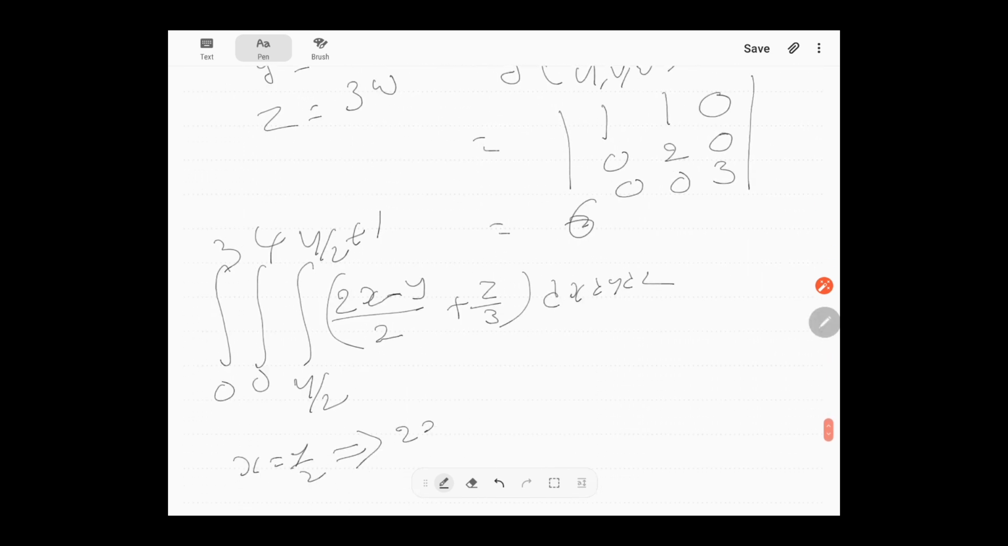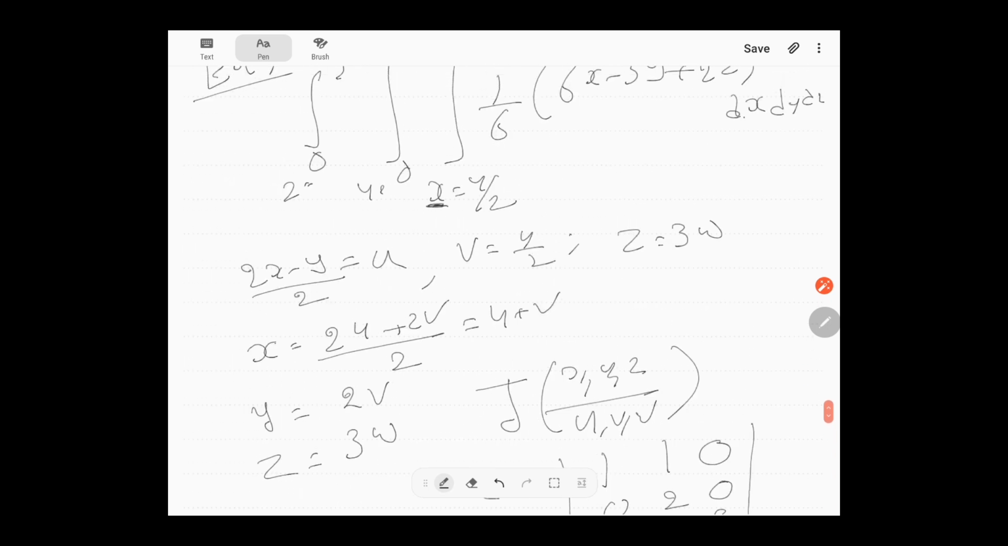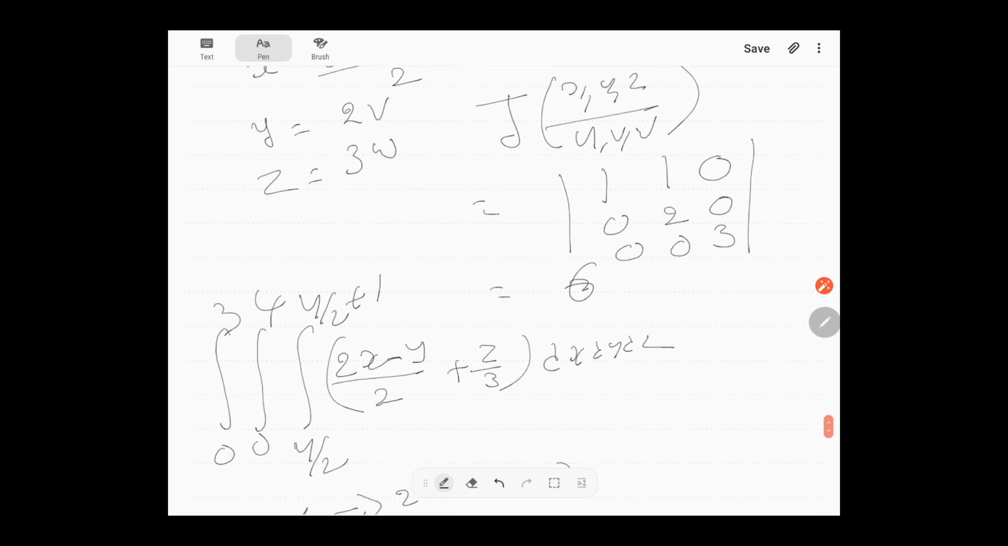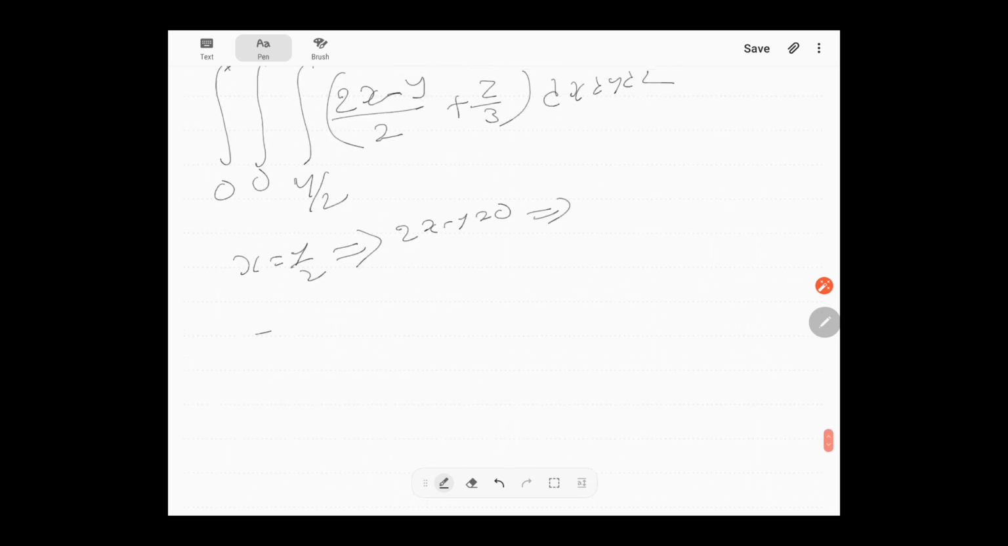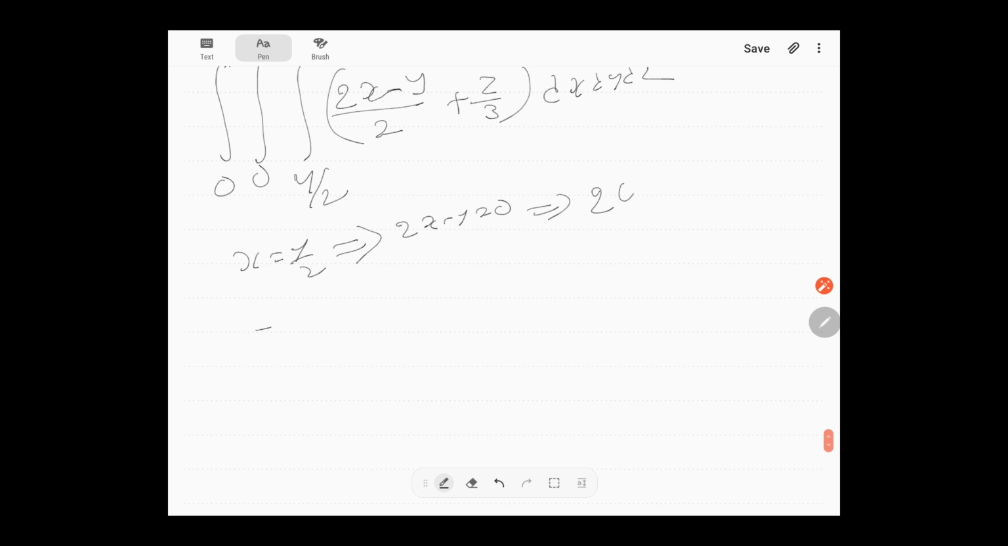That means it is 2x minus y equal to 0. But what is 2x minus y? 2x minus y by 2 is given as u. It means 2u is 0. Once 2u is 0, u is 0. So one limit has been found.